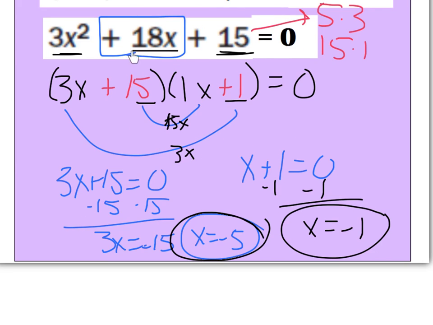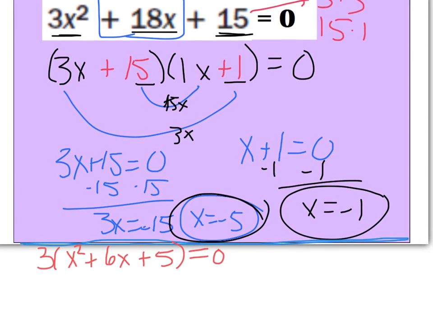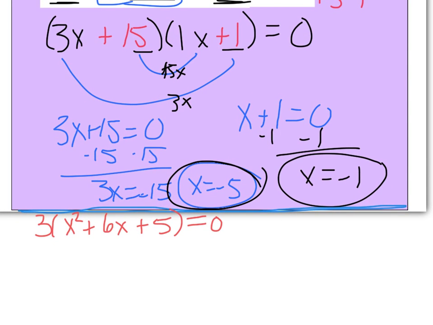Similar with this problem up here, we may have wanted to factor out a common constant beforehand. Let me just show you that approach real quickly. The common number that 3, 18, and 15 have is the 3. So if we factor out that 3, what we're going to get is an x squared, a 6x, and then a 5 equals 0. Now what we can continue to do here is we can come on back and we can actually factor this out.